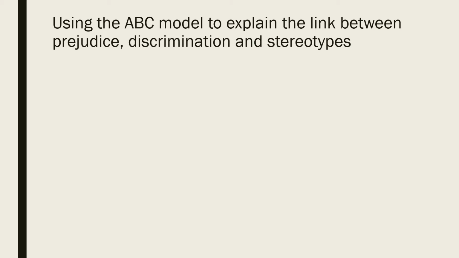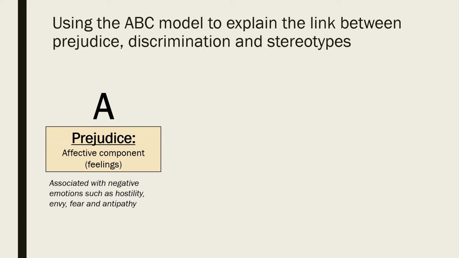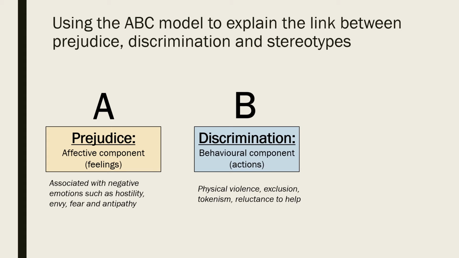Therefore, if we apply the ABC model to explain the link between prejudice, stereotypes, and discrimination, prejudice refers to the attitude's structure and its affective emotional component, as it is associated with negative emotions such as hostility, envy, fear, and antipathy. Discrimination is thus the behavioural component, as it is an unjustified, negative, or harmful act directed towards members of a particular group, based solely on the individual's membership of that group.